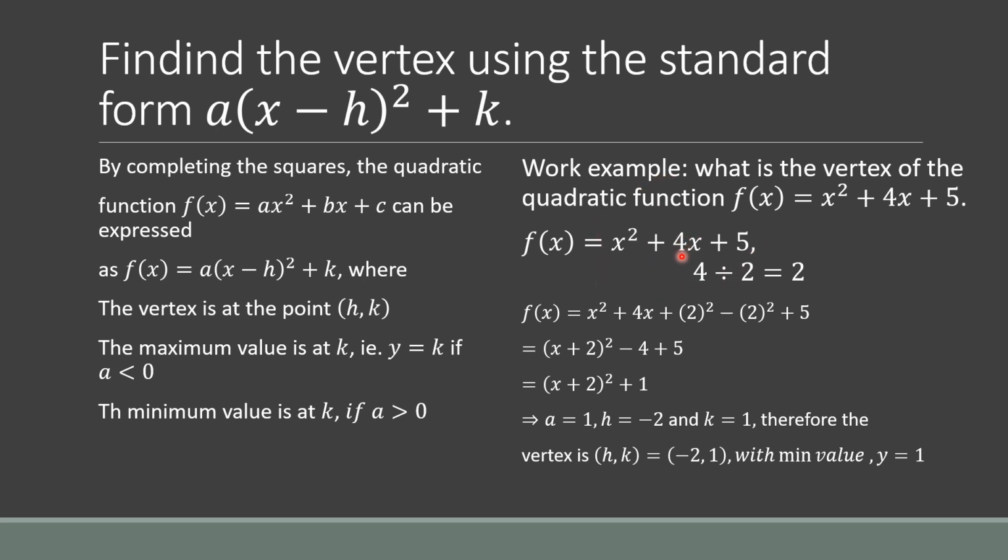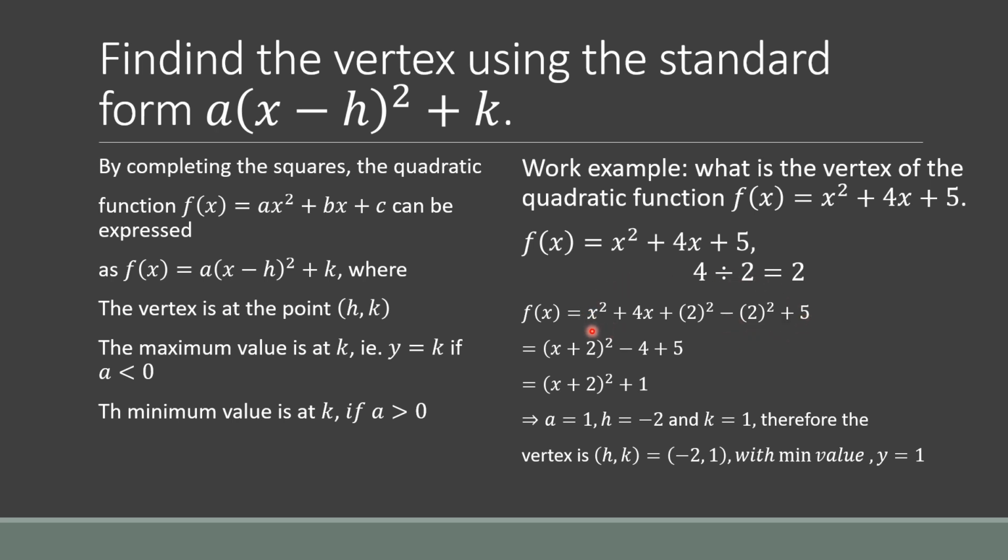First, divide the 4 by 2. So 4 divided by 2 will be equal to 2. In this format, we are going to square the 2, add it to the expression, and also subtract it. When you do this, it means that you've added nothing to the function. It's just 0. 2 squared minus 2 squared gives us 0. We do this in order to complete the square.